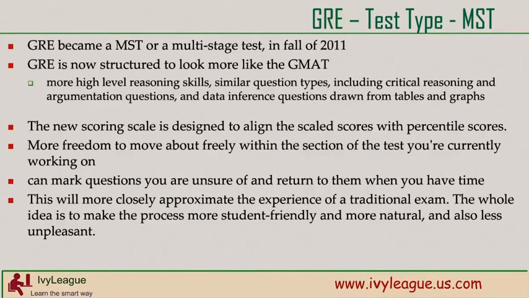Secondly, the GRE scoring scale did not match well with percentile scores. The new scoring scale is designed to align the scaled scores with percentile scores. The content and scoring scale aren't the only things ETS tweaked for the revised GRE. The old GRE featured a CAT, or a computer adaptive test, that varied the difficulty of the question based upon how you answered the preceding one. The computer adapted to your answers. Its big disadvantage was that you couldn't go back to change your answer. Not so with the revised GRE.